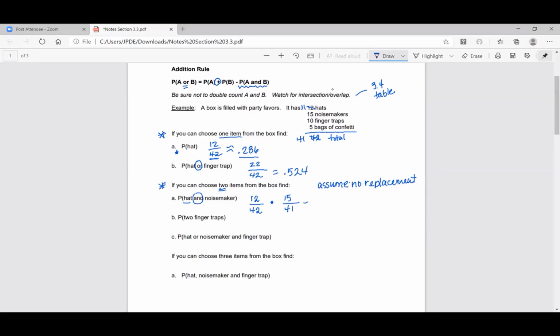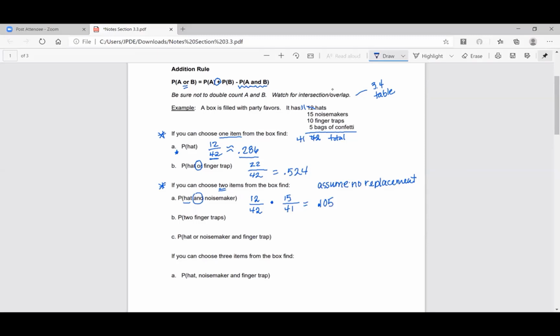Okay, and so now if we're finding this probability, you can enter this in your calculator just like this, 12 divided by 42, and if you look at your graphing calculator, there's your fraction, times 15 divided by 41, and we'll get 0.105, and I did round that.